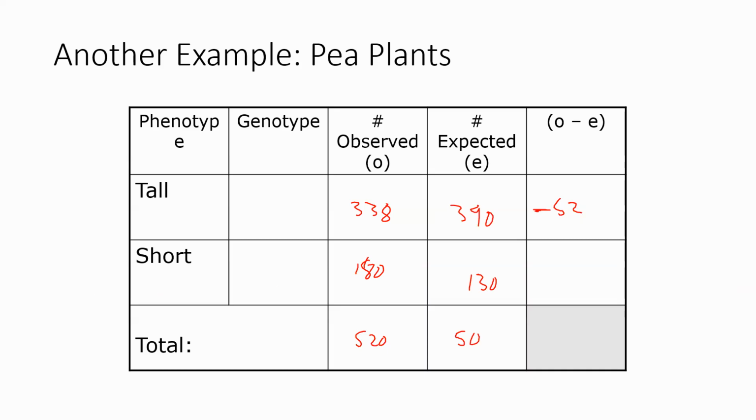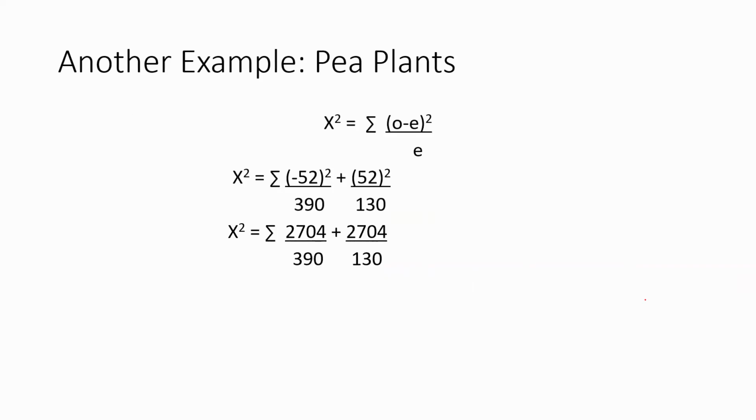And then, of course, the next one is 180 minus 130, which gives us 50. Okay? So that's observed minus expected.